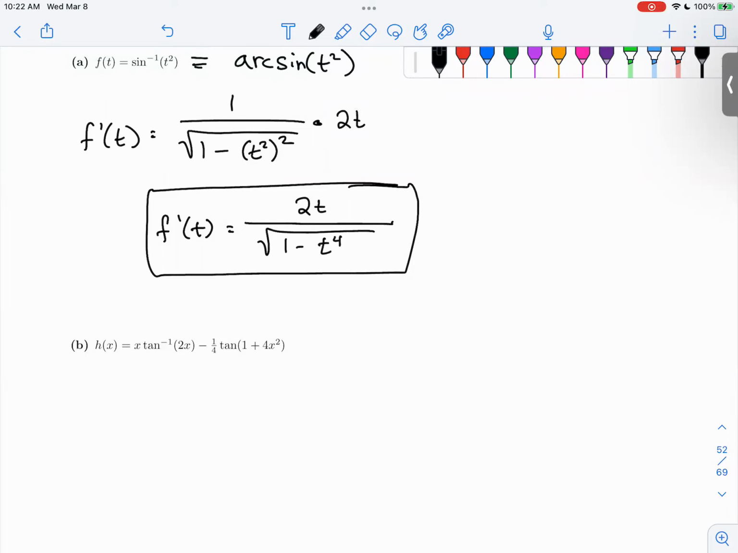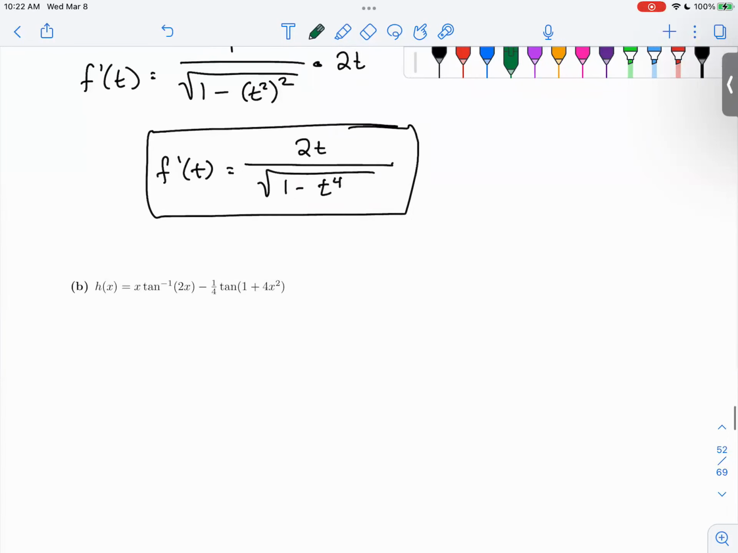So let's go through this. We'll call this piece 1 and this piece 2. Let's find each of those derivatives separately and then bring them together with the subtraction in the middle. So for 1, that's a product rule, right?